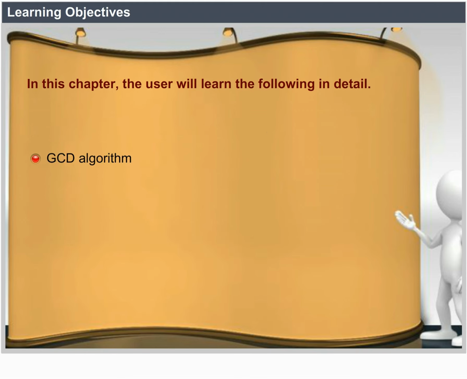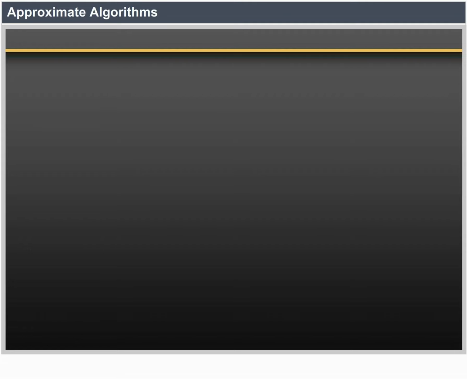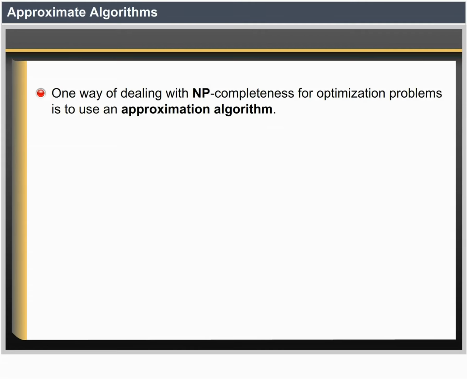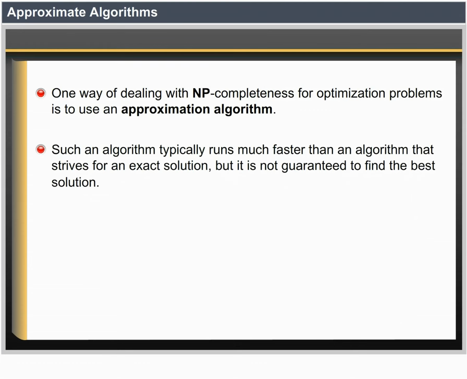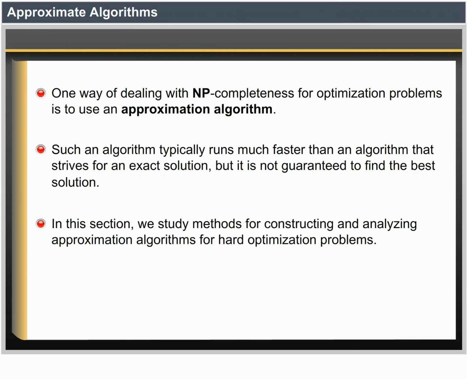GCD algorithm. Approximate algorithms. One way of dealing with NP completeness for optimization problems is to use an approximation algorithm. Such an algorithm typically runs much faster than an algorithm that strives for an exact solution, but it is not guaranteed to find the best solution. In this section, we study methods for constructing and analyzing approximation algorithms for hard optimization problems.